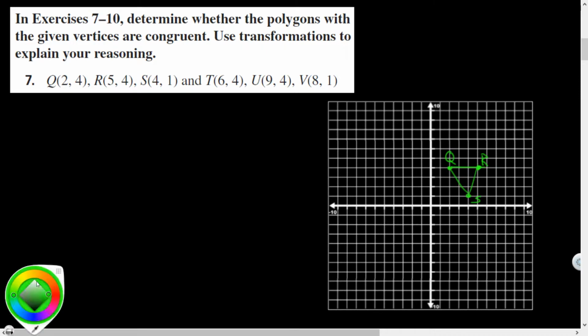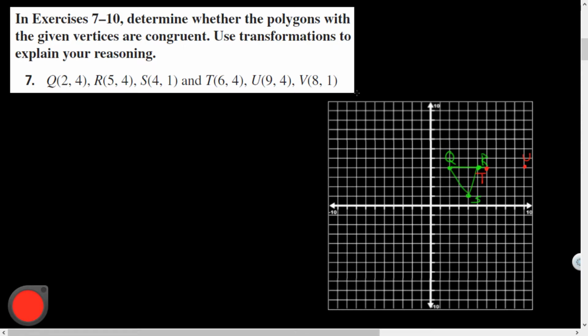Let's see what happens with this other fellow. Let's see, TUV. T is 6, 4. So 1, 2, 3, 4, 5, 6. Up 4. There's T. Let's see if I got space here. U is 9, 4. Hopefully I don't run out of space. Over 9, up 4. There you are.